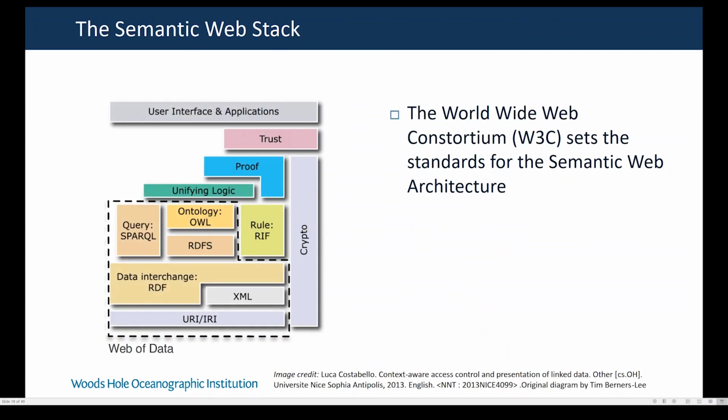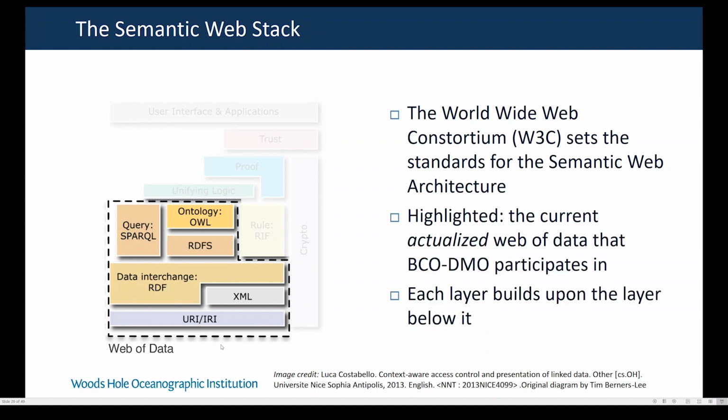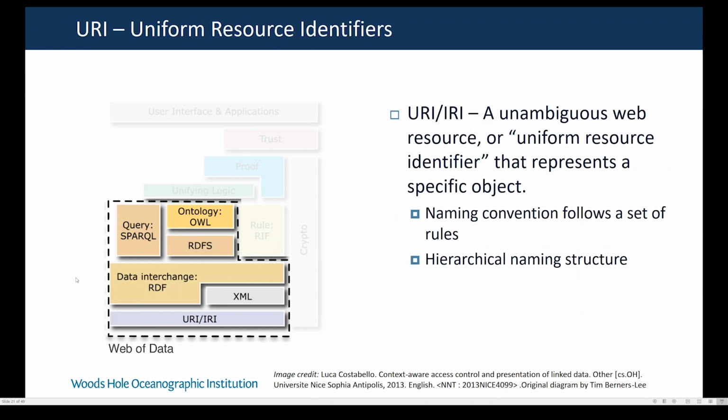One of the major elements of the semantic web is having consistent standards for defining data. So the World Wide Web Consortium, or W3C, sets the standards for the semantic web architecture. On the left-hand side, we have what is defined as the semantic web stack or layer cake. And highlighted in the lower left corner is the current actualized web of data that BCO-DMO is participating in. Each subsequent layer builds upon the layer preceding it, adding to the complexity of how data is defined and handled.